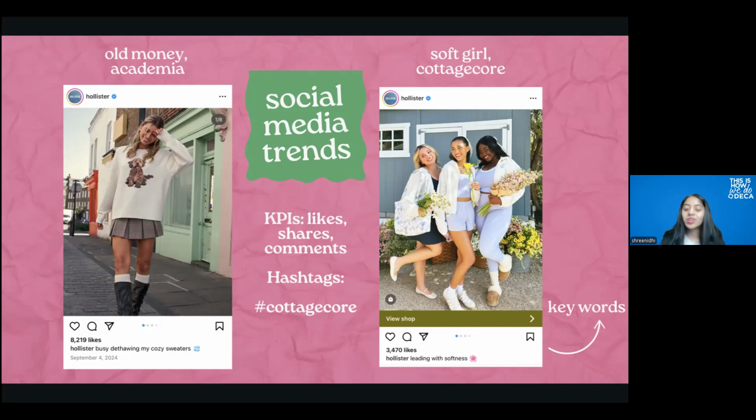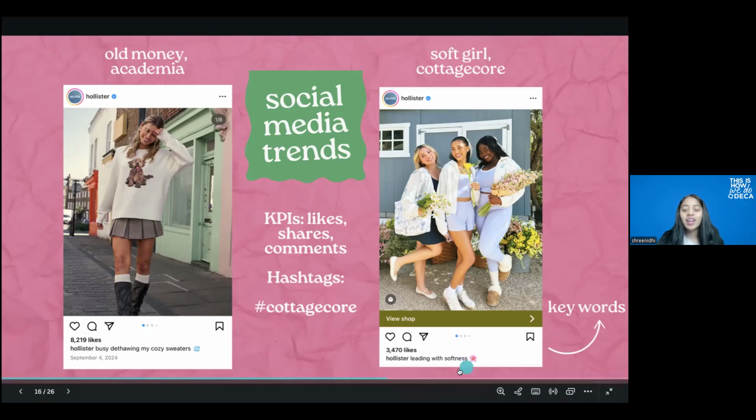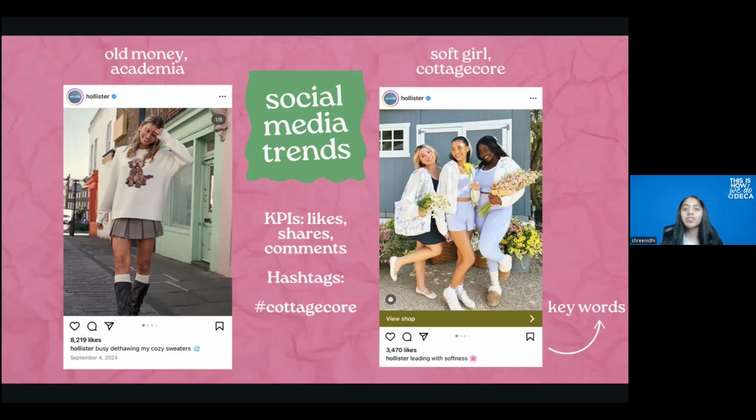And it's also important to look for keywords. For example, here in the caption, it says leading with softness, again, alluding to that same theme of that soft girl aesthetic. Additionally, hashtags like this one here, hashtag cottagecore, can again help you centralize all of those posts related to that same aesthetic and help consumers find those so that they can really see your brand and come to your store.